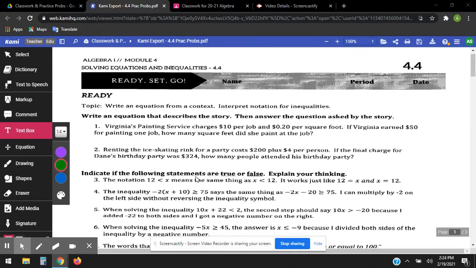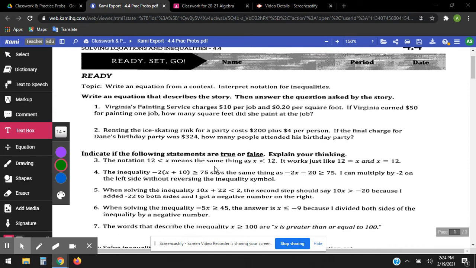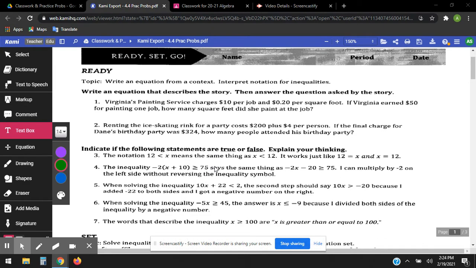Hi, this is Algebra 1, Module 4, Lesson 4, the practice problems. We're going to go through these and make sure you're on the right track with them. First, we're going to write an equation from a context, and we'll pay attention to see if there's any inequalities going on with any of these different ones they're giving us.